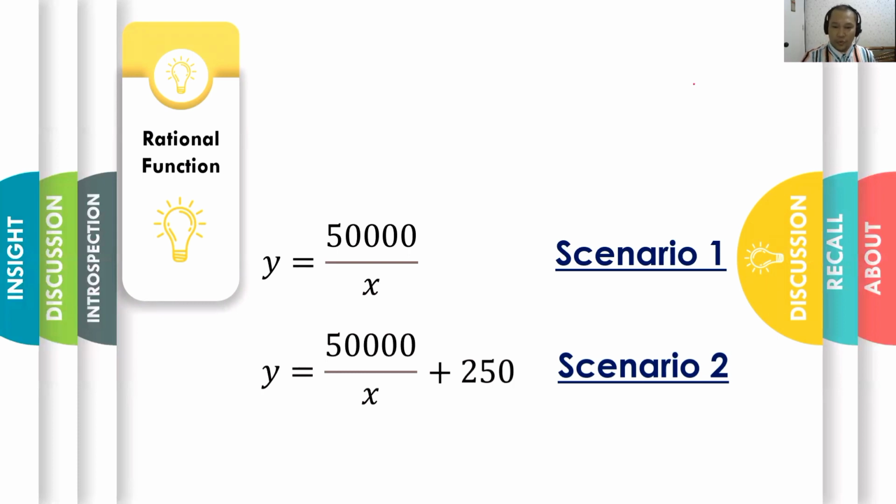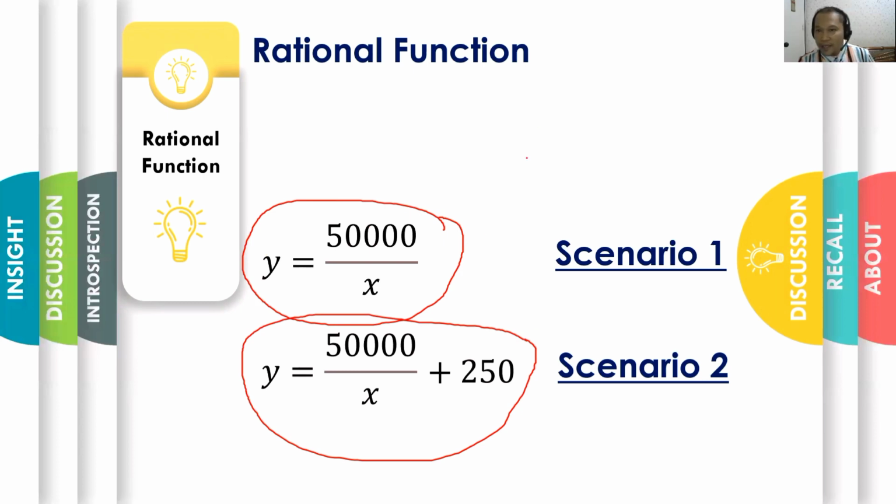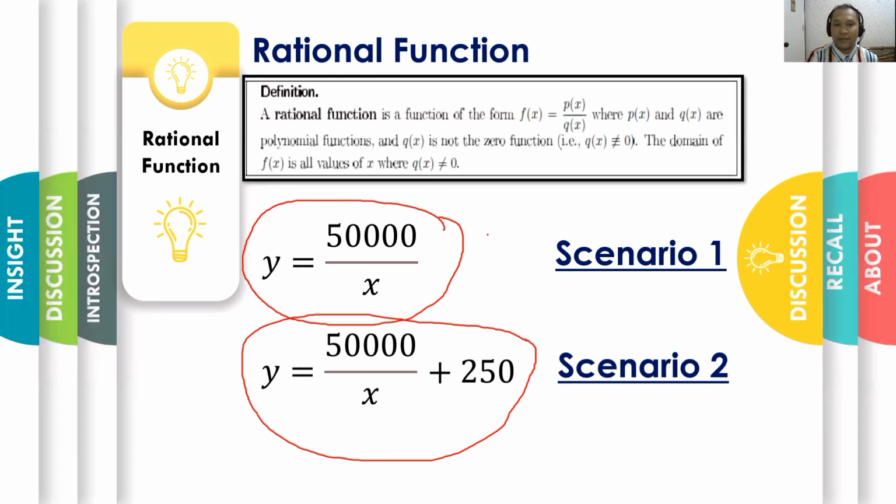Now, these two representations of our situations 1 and 2 represent a rational function. The question here is, what is a rational function? A rational function is a function of the form f of x. I repeat, a rational function is a function of the form f of x, wherein it is a fractional function.